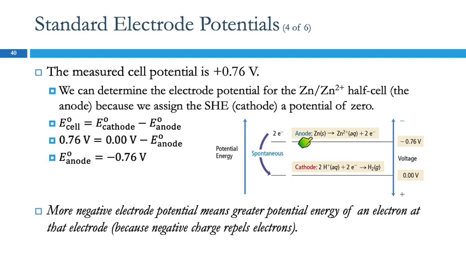So we have oxidation occurring here, and the half reaction for that oxidation is negative 0.76 volts. That side has a more negative electrode potential, so that's greater potential energy of an electron at that electrode, and the electrons are going to flow away from that because it's negative.